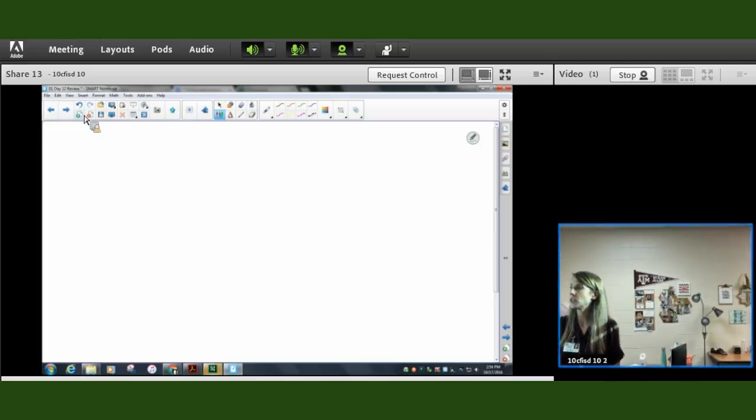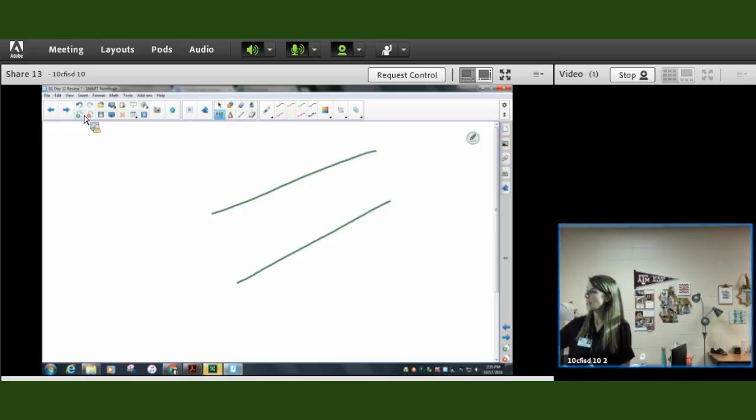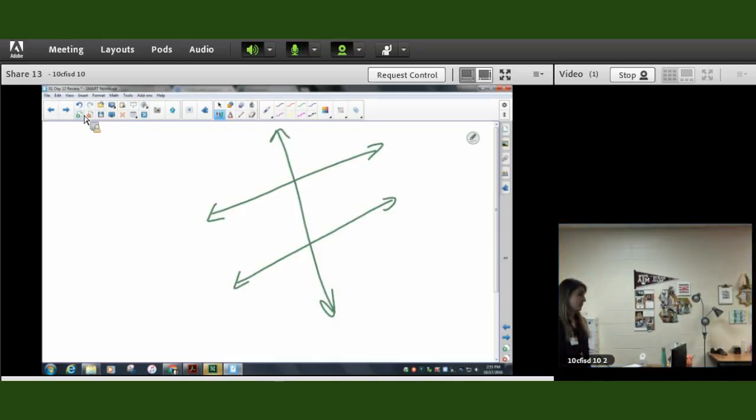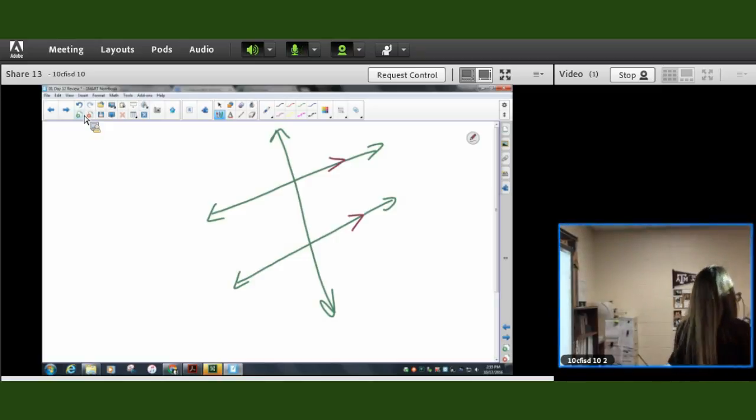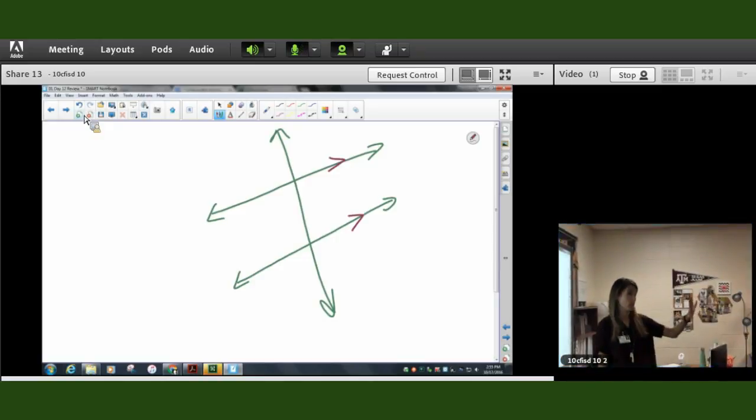Okay, so what we did after that was we took all those words that we learned about, and then we changed our picture. Instead of it just being any two lines, we forced our lines to be parallel. How do I show that my lines are parallel? Arrows. Put some arrows on those two lines. So now the lines have been forced to be parallel, and now we have 5 theorems.